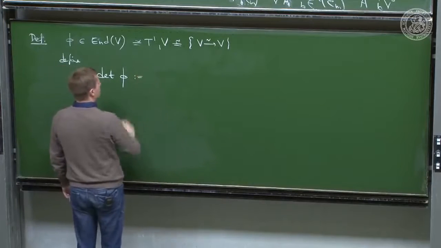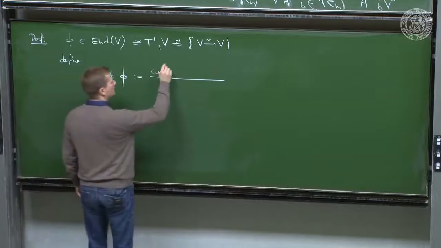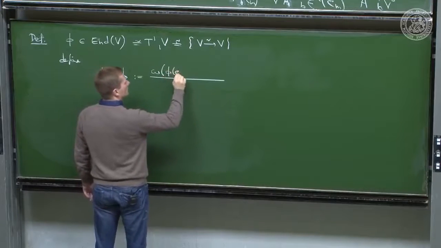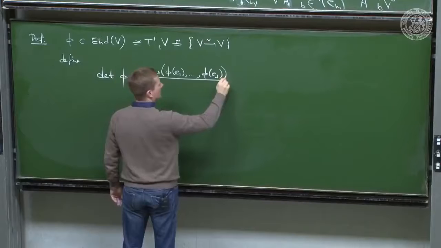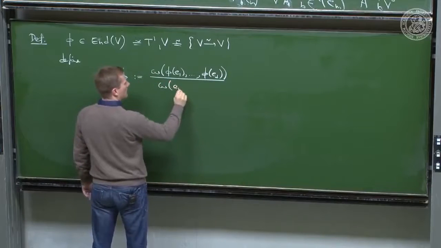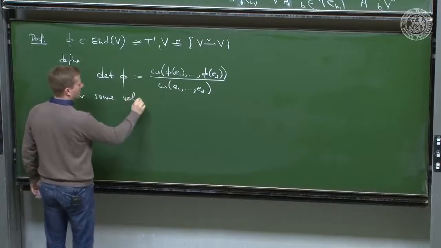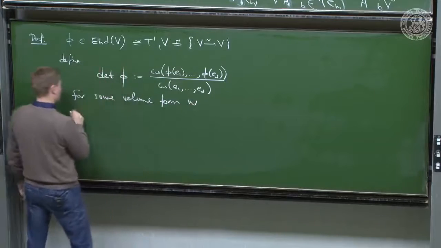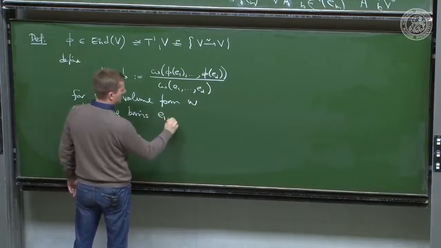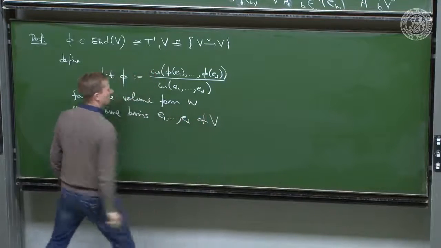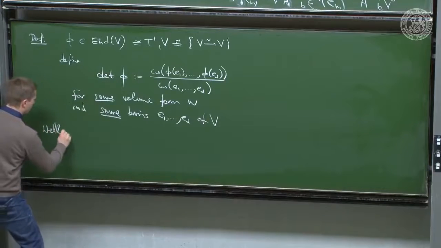And this number is defined as the quotient of, you take a top form omega, and you use a basis, phi E1 to phi Ed, we're d-dimensional, and you divide by omega E1 to Ed, for some volume form omega and some basis E1 to Ed of V. And of course, if I say for some, I need to check whether this is well defined.